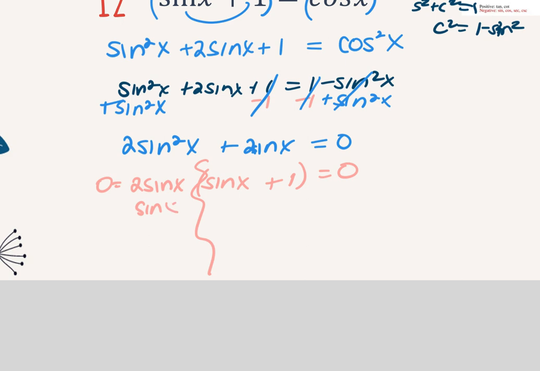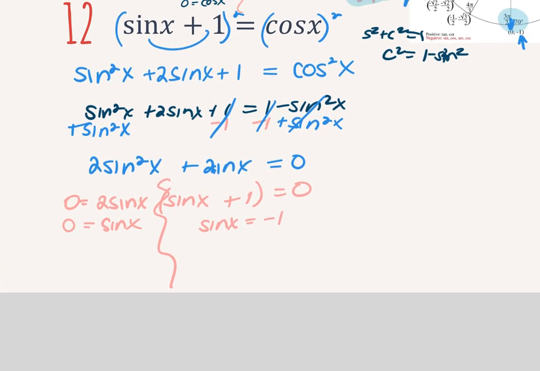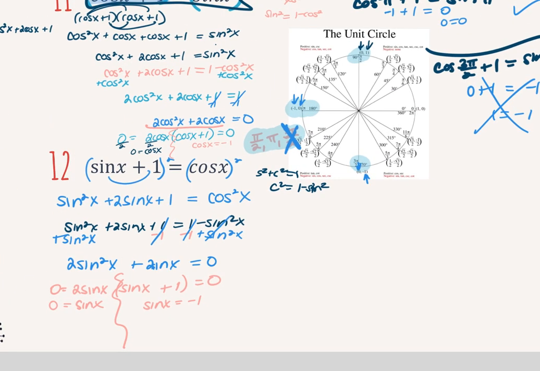So sine of x equals 0. And sine of x equals negative 1. Now I want my sine to be what I look at. So I'm not looking at the x, I'm now looking at the y values on my unit circle. The y is 0 at 0 and pi. And the sine is negative 1 at? Good, 3 pi over 2.